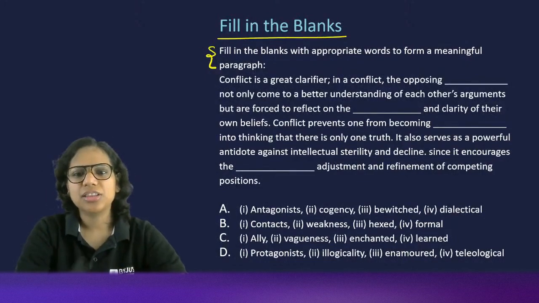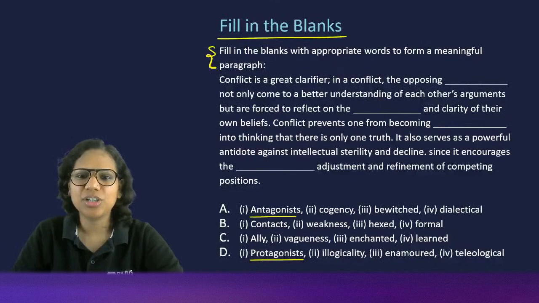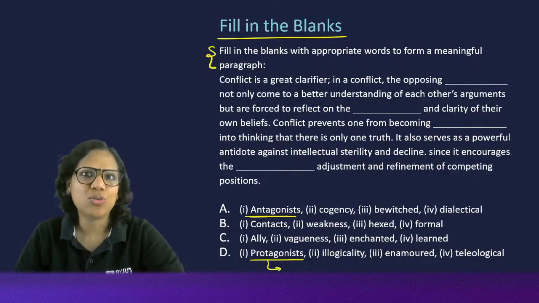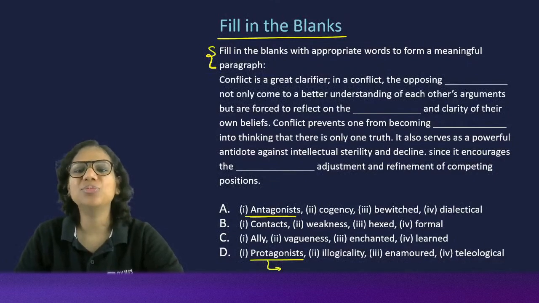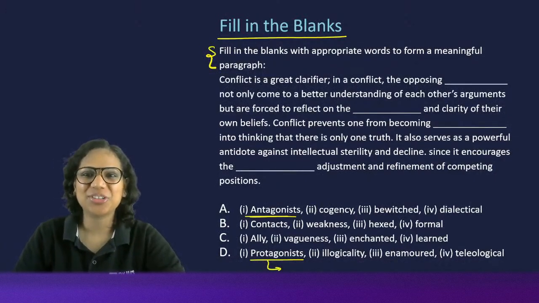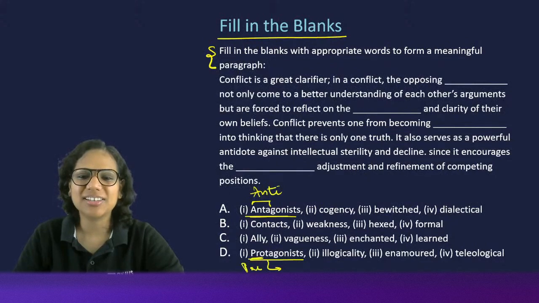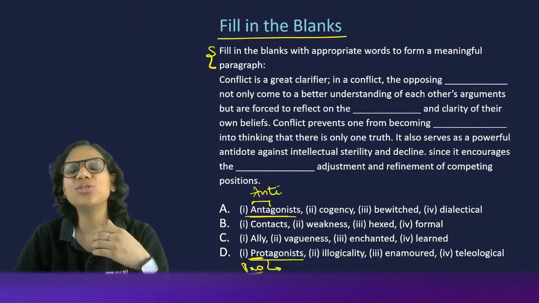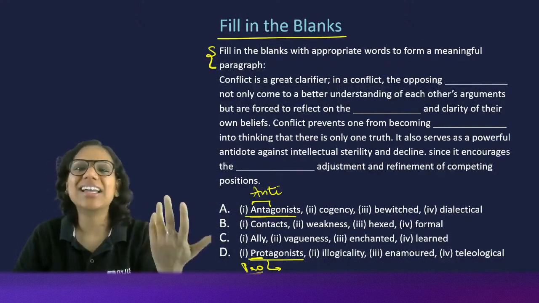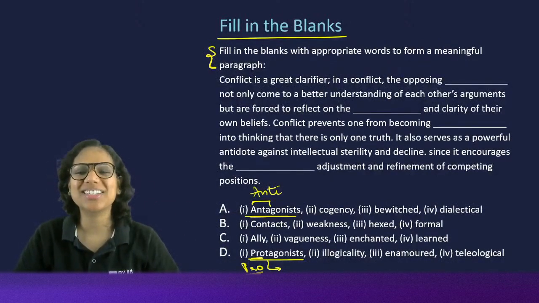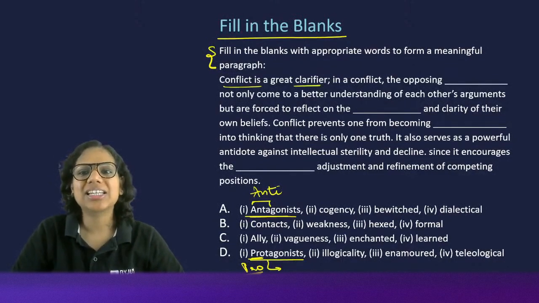I think the words protagonists and antagonists are familiar to you. The protagonist of a movie or a novel is the hero or the positive character. The antagonist is the villain or the negative character. Antagonist comes from anti, while protagonist has the prefix pro. Pro means for something, and anti is against something. So this person is a positive person, and the antagonist is usually a negative person. Now, conflict is a great clarifier.